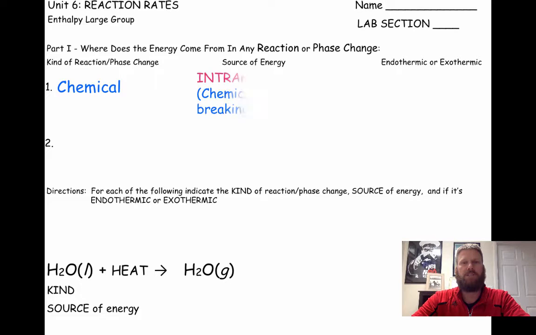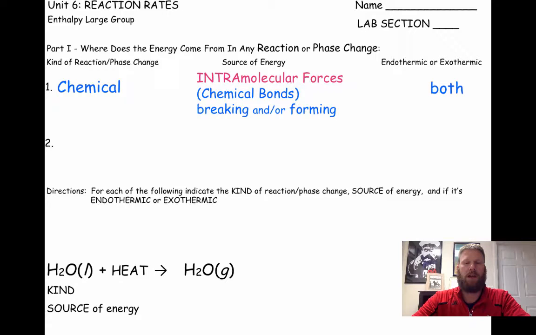During a chemical change, intramolecular forces like covalent or ionic bonds are formed or broken. Breaking bonds requires energy from the surroundings, while forming bonds releases energy to the surroundings. Therefore, a chemical reaction can be either endothermic or exothermic.